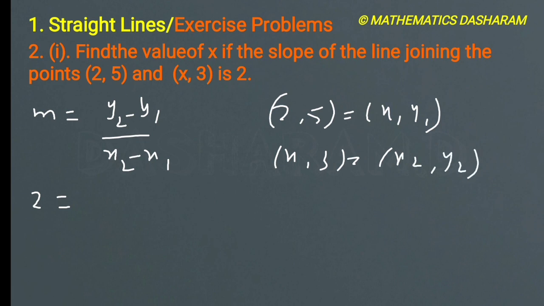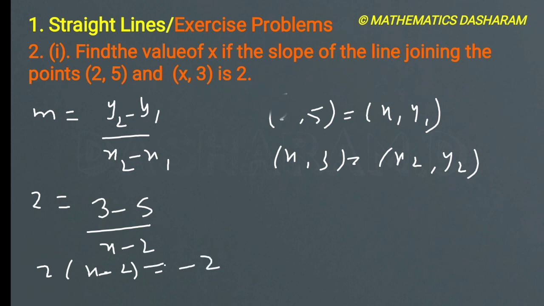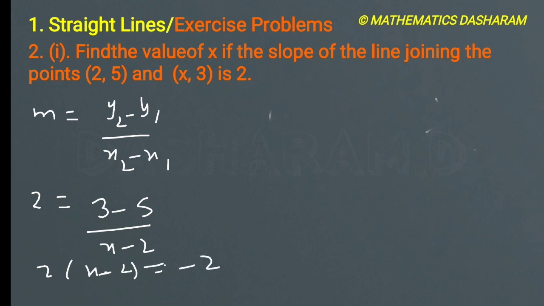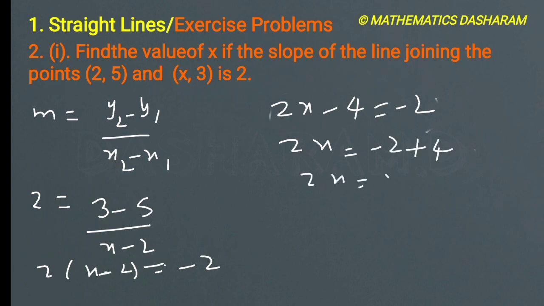So y2 - y1 means 3 - 5, divided by x2 - x1, x - 2. So next, 2 into (x - 2) equals 3 - 5, which is -2. So 2 into x is 2x - 4 equals -2. 2x equals -2 + 4. 2x equals 2. x equals 2 by 2. x equals 1.